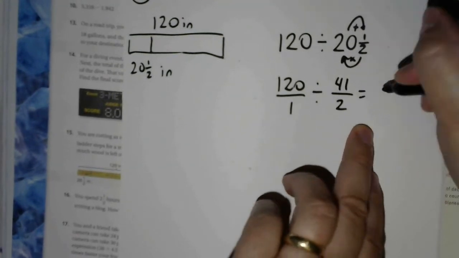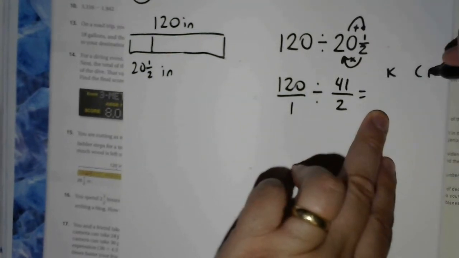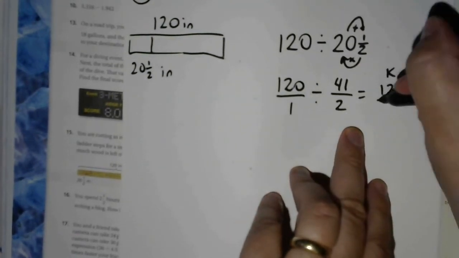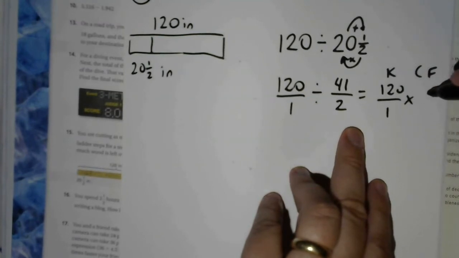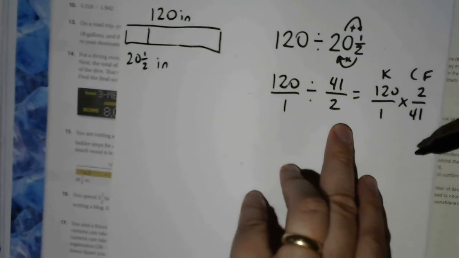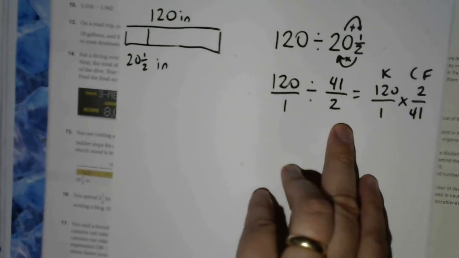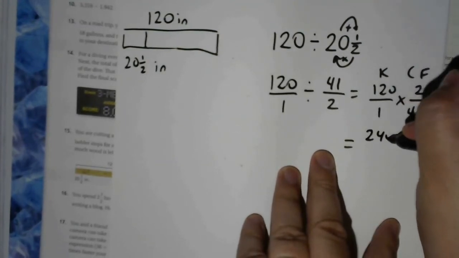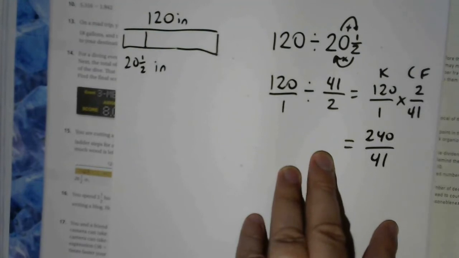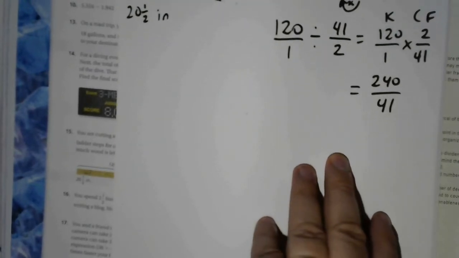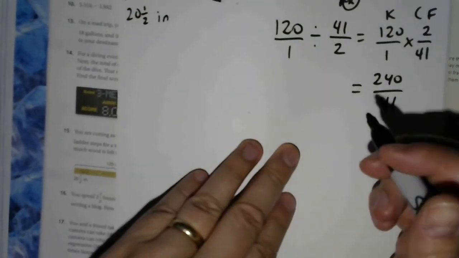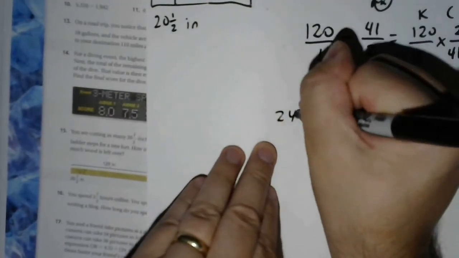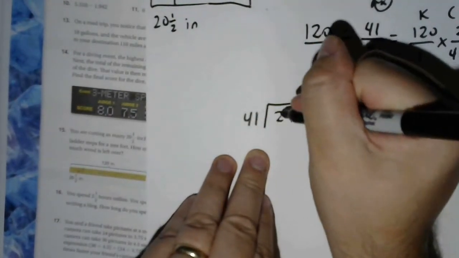Now it's just dividing fractions. Keep, change, flip. We practiced this before. Keep 120 over 1. Change 41 halves into 2 over 41. I think about cross-simplifying, but I quickly learned that I can't really do it. So I have 120 times 2, which is 240 over 41. Obviously an improper fraction. I need to divide to figure this out. That's 240 divided by 41.